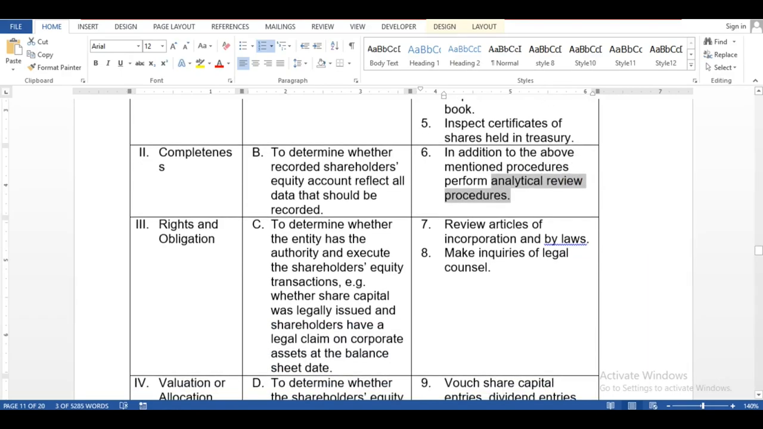So, rights and obligations, determine entity has authority to execute shareholders' equity transaction. So, whether share capital was legally issued and shareholders have the legal claim on corporate assets at the date of balance sheet date.